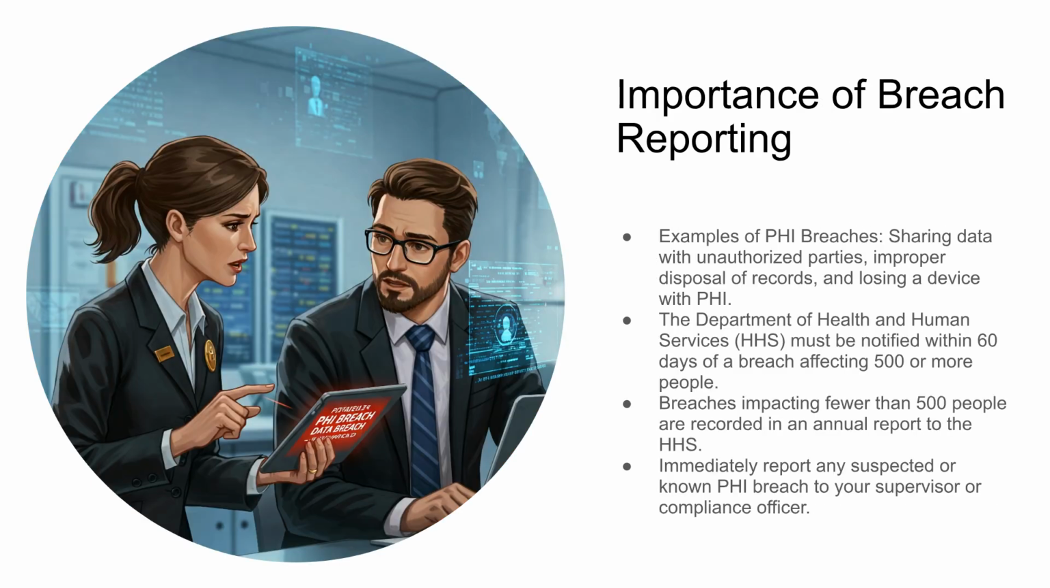Importance of breach reporting. Examples of PHI breaches: sharing data with unauthorized parties, improper disposal of records, and losing a device with PHI. The Department of Health and Human Services, HHS, must be notified within 60 days of a breach affecting 500 or more people. Breaches impacting fewer than 500 people are recorded in an annual report to the HHS. Immediately report any suspected or known PHI breach to your supervisor or compliance officer.